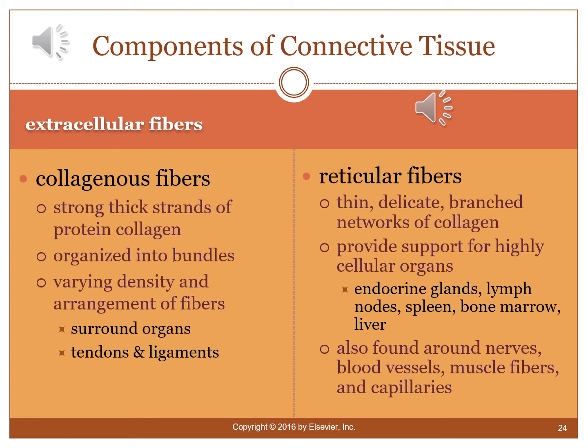Reticular fibers are thin, delicate, branched networks of collagen that still provide support even though they are not thick like tendons. They are providing support for highly cellular organs or endocrine glands, lymph nodes, spleen, bone marrow, and liver. And they are also found around nerves, blood vessels, muscle fibers, and capillaries. So instead of providing support by being thick and strong, they are thin and delicate and complicated, but still providing support for these delicate vessels, nerves, and fibers.